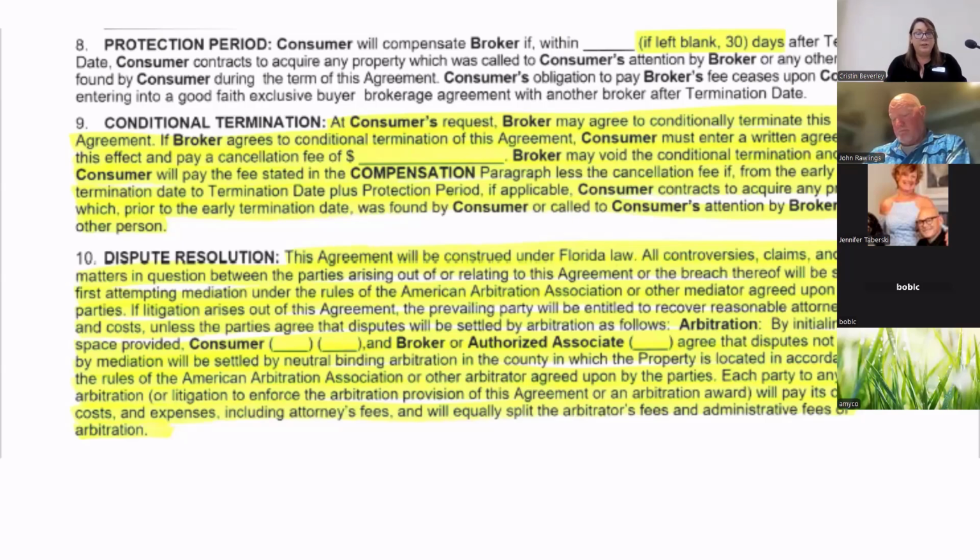Kind of NAR, Florida Realtors, everybody encourages people to do arbitration because it's less money basically for everyone. And it's much, much faster. So you want to have that conversation and let your broker tell you how he would like for you to proceed there.